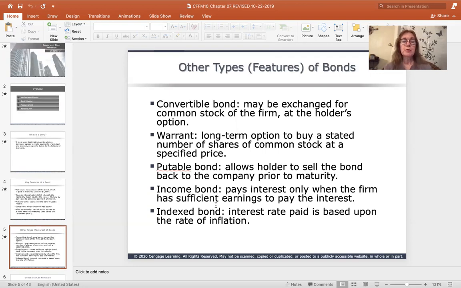Here are some other features of bonds. A convertible bond can be converted to common stock. A warrant gives a specific number of shares of common stock at a specific price. A puttable bond allows the holder to sell the bond back to the company prior to maturity. An income bond only pays interest when the company makes a profit. And then some bonds, typically government bonds like savings bonds, are sometimes indexed to the inflation rate to make them a little bit more appealing. If inflation goes up, then the interest rate they pay will go up.